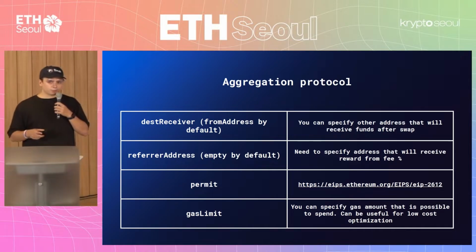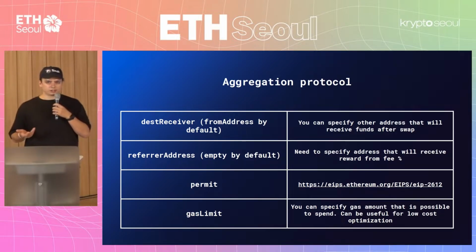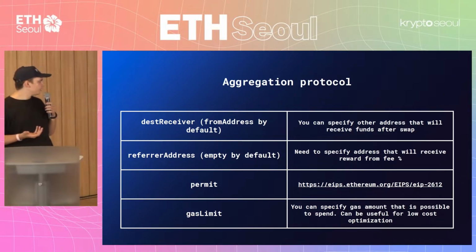Our router also supports permit. So basically, if your token supports permit, you can swap without any approve, and you don't need to spend gas on the approve. You can do it in the same transaction as the swap.